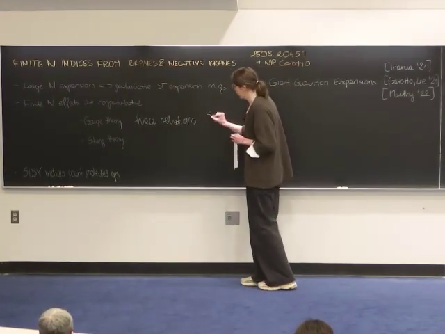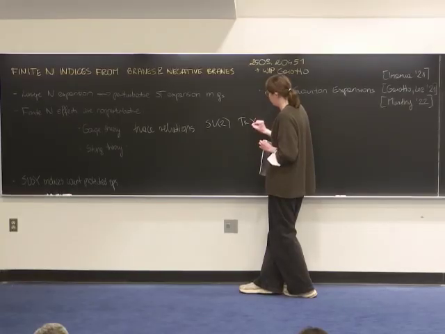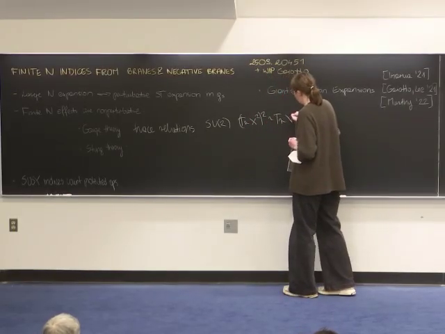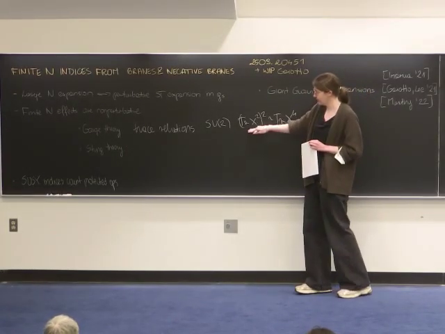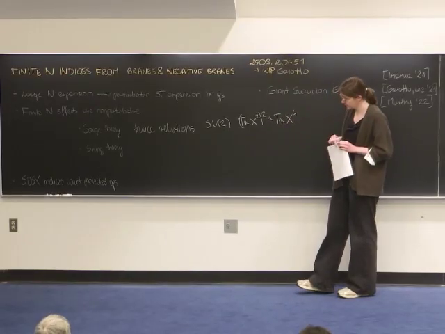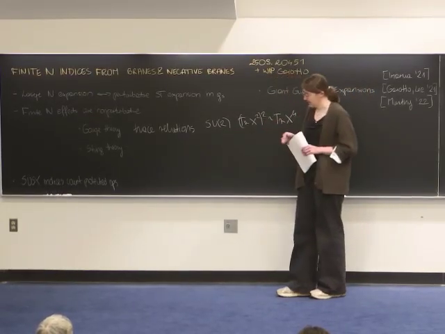So for example, for a matrix in SU(2), the following is true. At infinite N, this would be two different operators, and at finite N, they are related. So this is what I mean by trace relations.